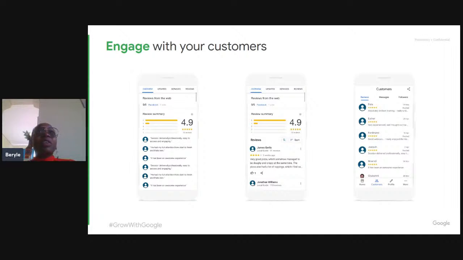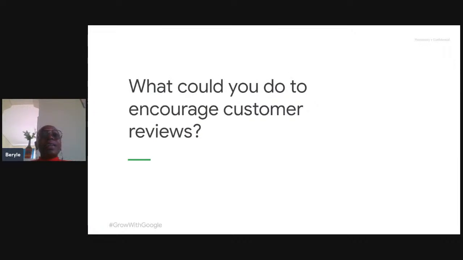Because we're not doing guerrilla marketing. Don't force it down their throats. So just try and encourage them subtly to leave reviews on your site. It also helps with your rating. It helps with your profile rating. So having reviews on your site helps with your profile rating. So make sure you encourage your customers to leave reviews.